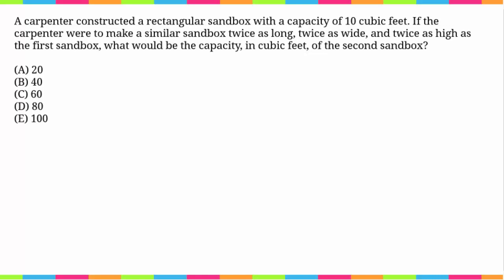Okay, so this question says, a carpenter constructed a rectangular sandbox with a capacity of 10 cubic feet. If the carpenter were to make a similar sandbox twice as long, twice as wide, and twice as high as the first sandbox, what would be the capacity in cubic feet of the second sandbox?